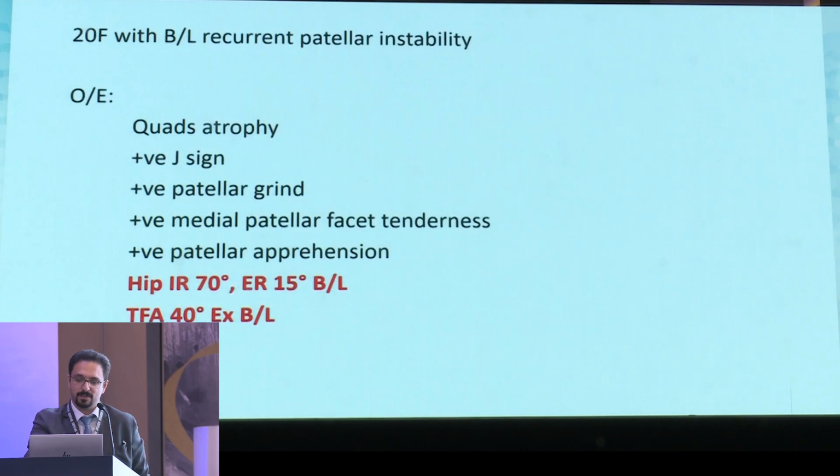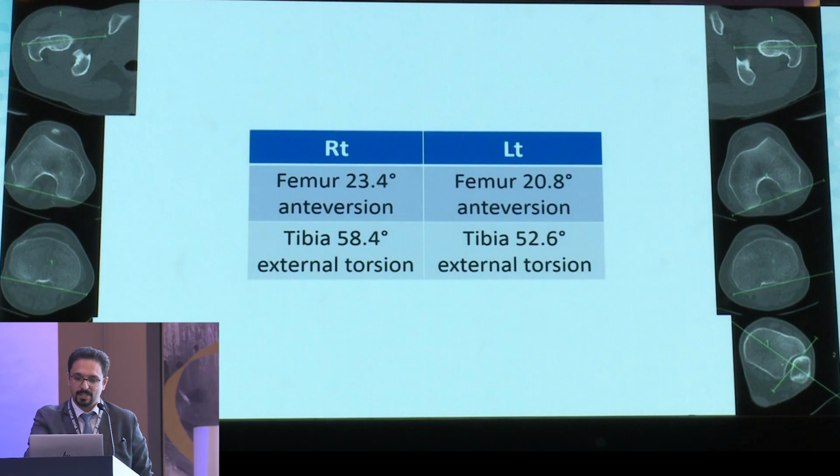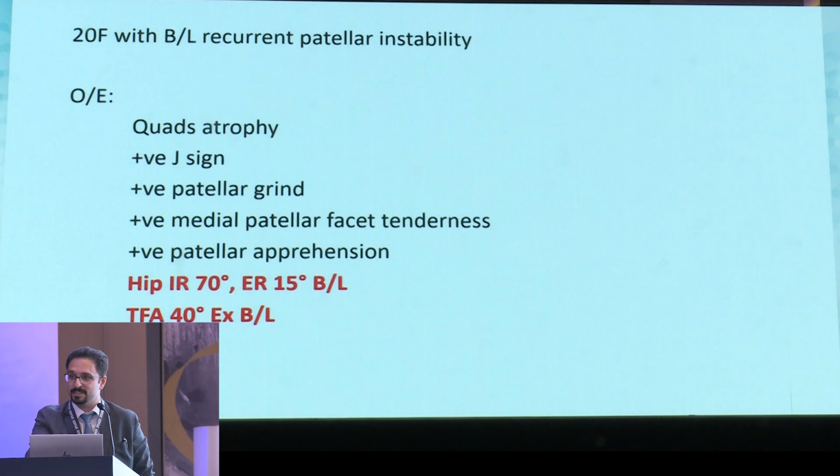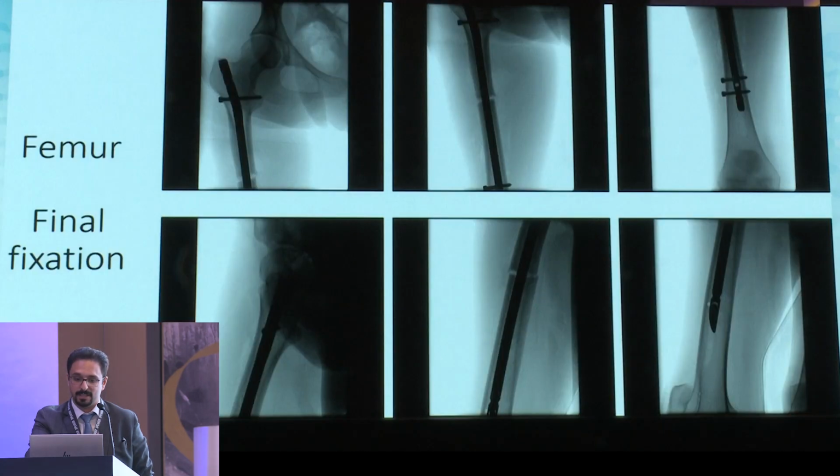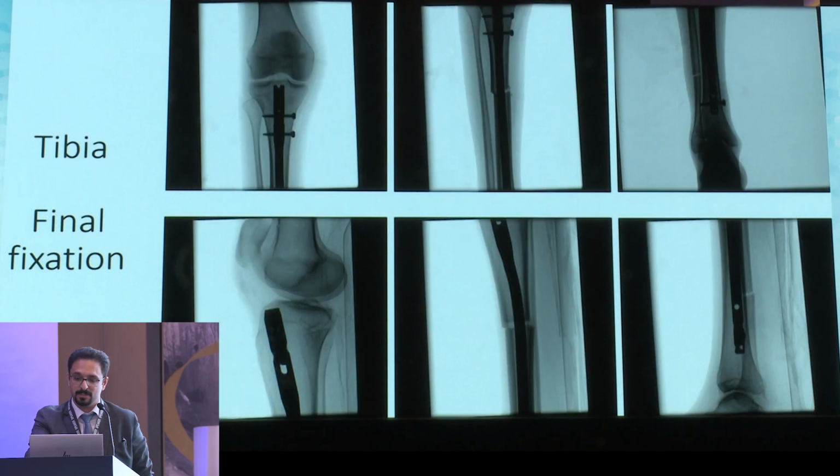Now, this patient is having both hip and tibia rotation problems, although the CT scan is not very suggestive in the femur, but the clinical examination is very suggestive, all right? Internal rotation is 70 degrees, external rotation is 15. So we decided to do both. So this is an example of both: femur derotation, tibia derotation, and fixation.